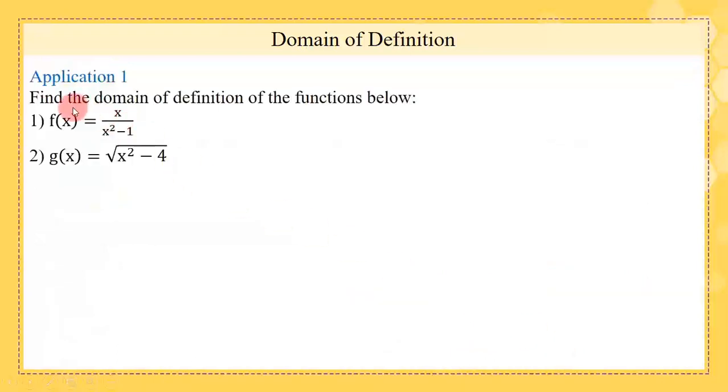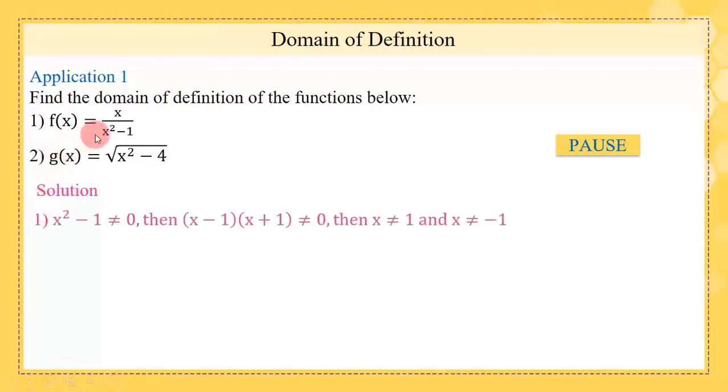Application 1. Find the domain of definition of the functions below. 1. f of x equals x over x squared minus 1. 2. g of x equals radical x squared minus 4. Please pause the video and try to do it by yourself.